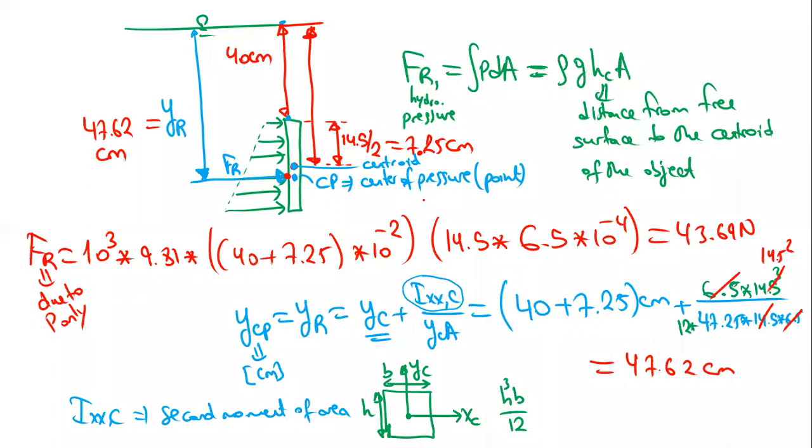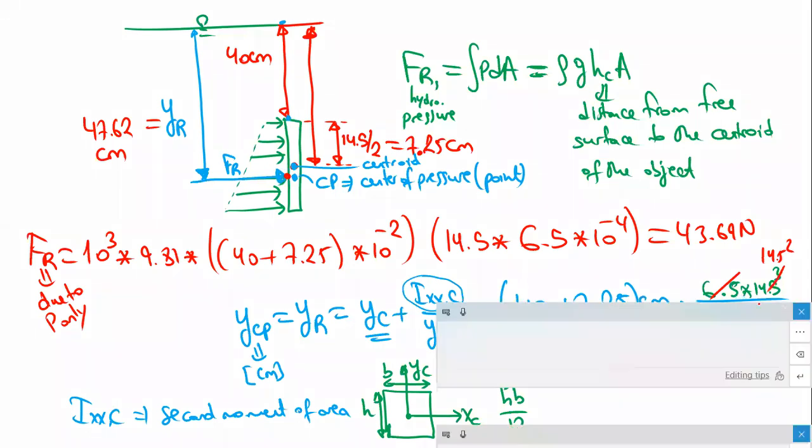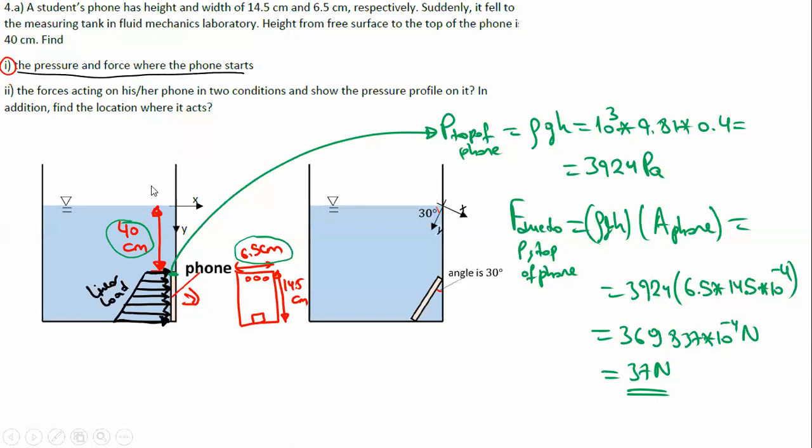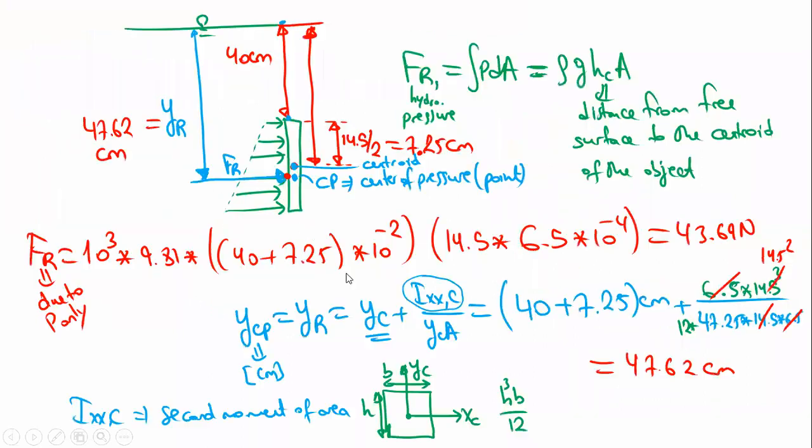So I think we have finished the first part of the question. We have found the location of the resultant force. We have shown the force profile acting on the phone, and also the location of the resultant force. We have found all of it. Now comes the second part of the question. Now, instead of a vertical phone, we will have the phone at some angle. Let's solve it and see what we get.